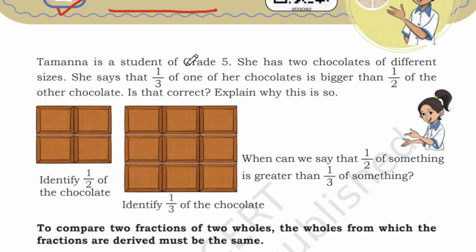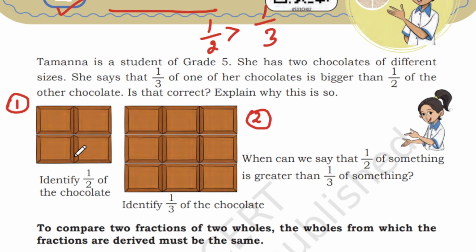Tamna is a student of grade 5. She has two chocolates of different sizes. So this is the first chocolate and this one is the second chocolate. She says that 1 by 3 of one chocolate is bigger than 1 by 2 of the other chocolate. Is that correct? Explain why. But basically 1 by 2 is greater than 1 by 3, but she is telling that 1 by 3 of a chocolate is bigger than 1 by 2.